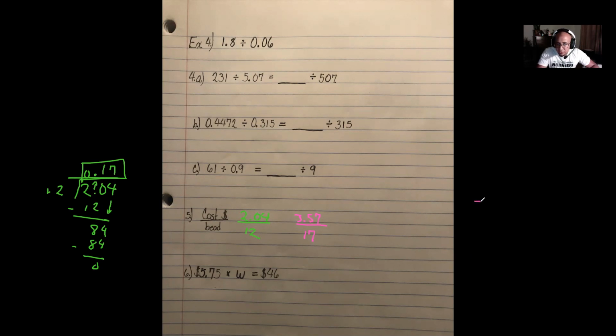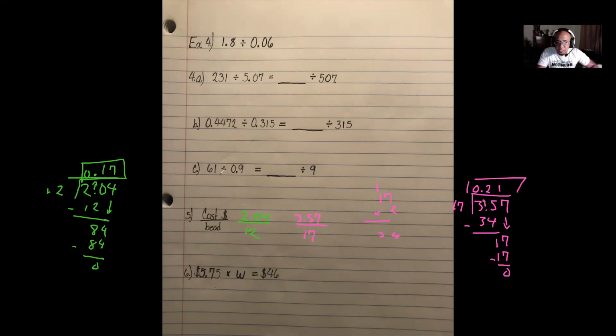We have 3.57. First number goes inside, divided by 17. 17 goes into 35 two times. It's going to fit twice, so that's going to give me 34. And again, remember this decimal is already up here. Now we subtract. That's going to give me 1. Bring down the 7. 17 goes into 17 exactly 1 time. So 17 times 1 is 17. So that gives me a cost per bead of 21 cents.